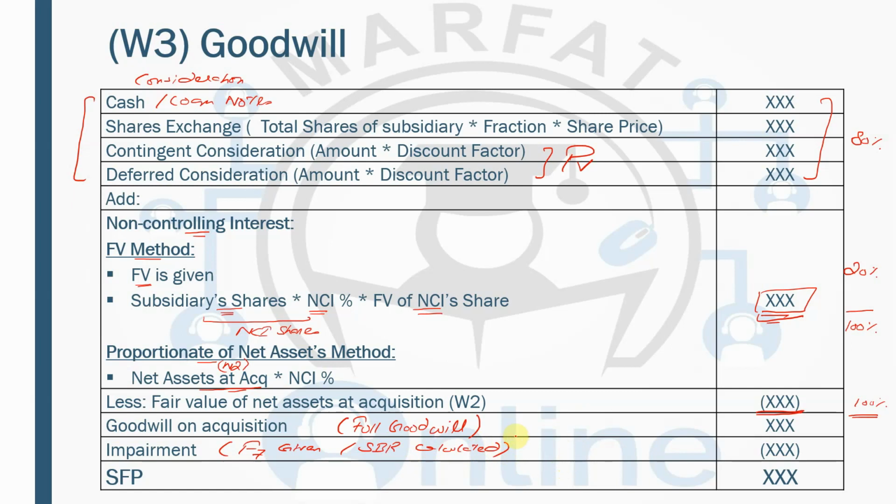Impairment is simply, for the calculation of impairment, you need the carrying value, and then you need to compare it with the recoverable value. So in order to calculate the impairment, the carrying value will be compared to the recoverable value, and this is the value that will be presented in the statement of financial position. And we are talking about positive goodwill, because negative goodwill is recorded as income in the consolidated statement of profit or loss. So this is working number 3.